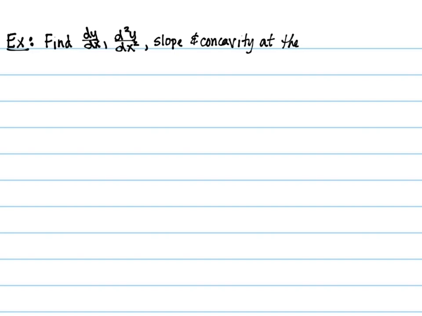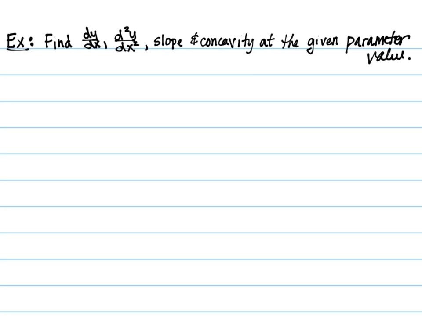This next problem, we're going to find several things. We're going to find dy/dx, the second derivative of y with respect to x, and the slope and concavity at the given parameter value. What was that? We'll just end up plugging that in. Yes, okay, we will.